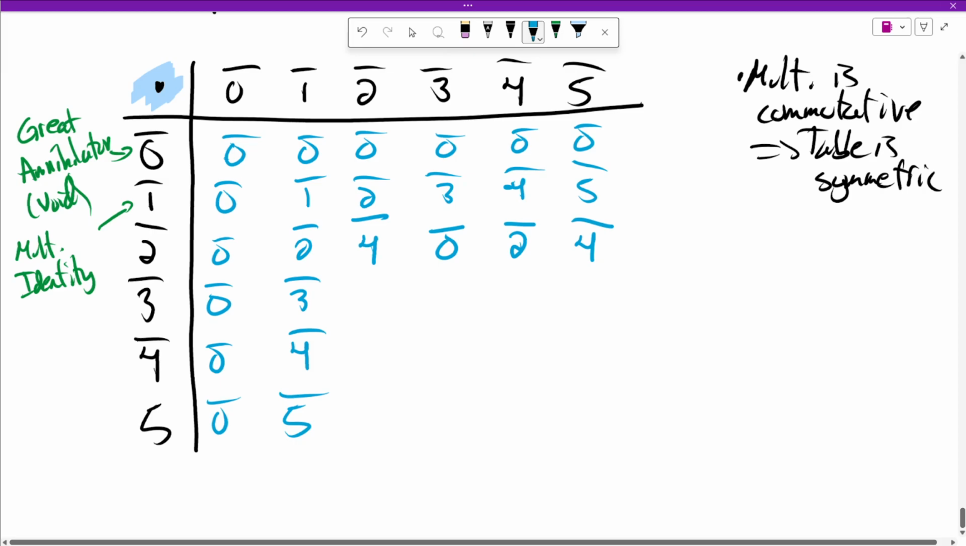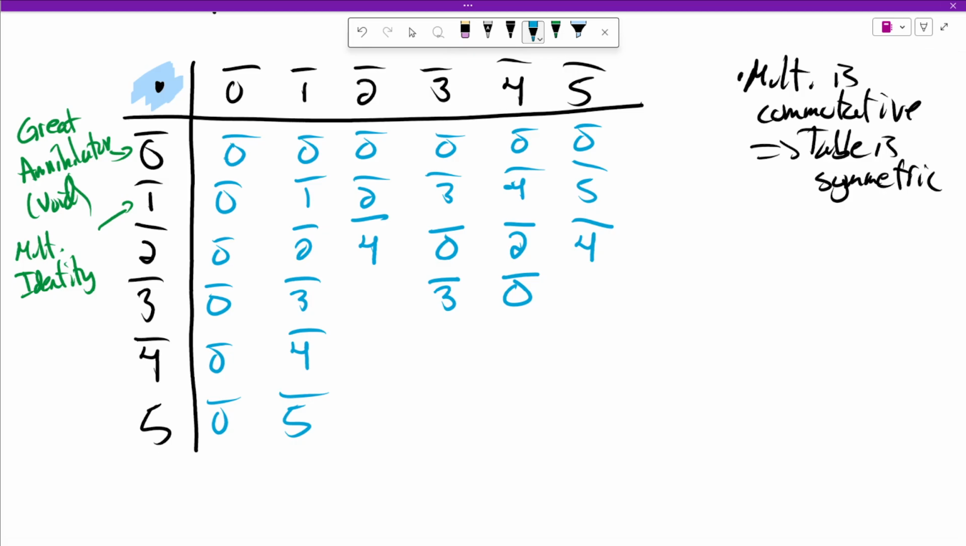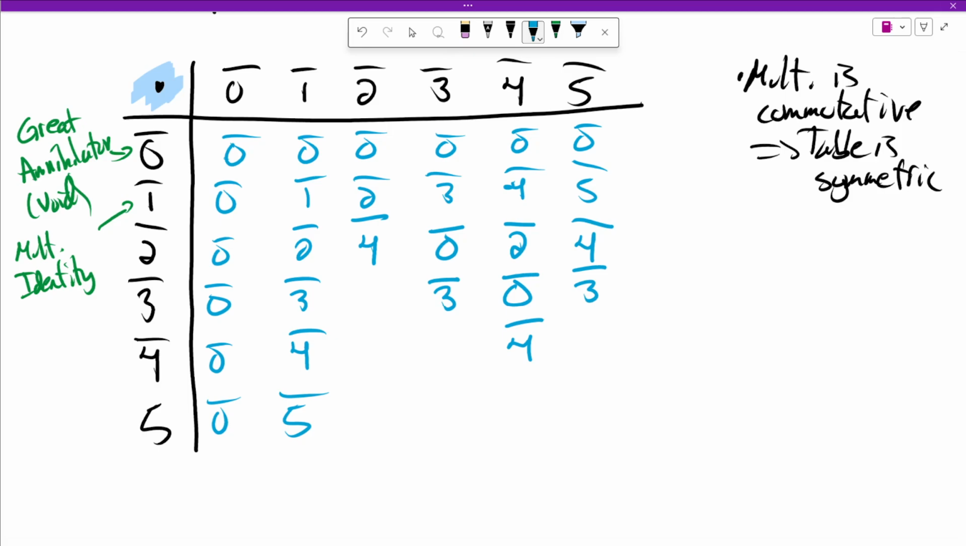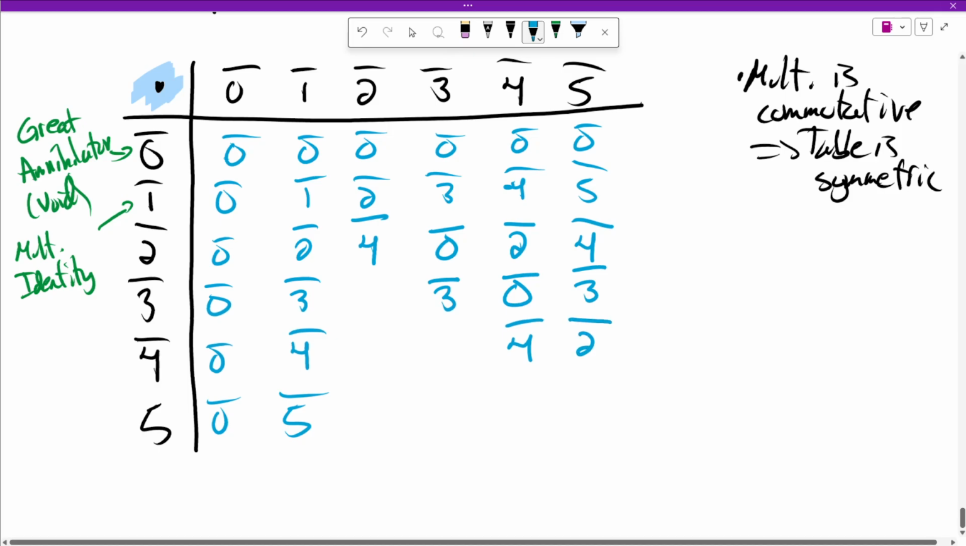I'm going to start in this spot. 3 times 3 is 9. 9 mod 6 is 3. 3 times 4 is 12. 12 mod 6 is 0. Did I do that right? Yeah. 3 times 5 is 15. 15 mod 6 I think is also 3. Then we're going to go here. 4 times 4 is 16. 16 mod 6 I think is 4. 4 times 5 is 20. 20 mod 6 is, let's see, 18, so it's 2. And then lastly, 5 times 5 is 25, but 25 is 1 away from 24.